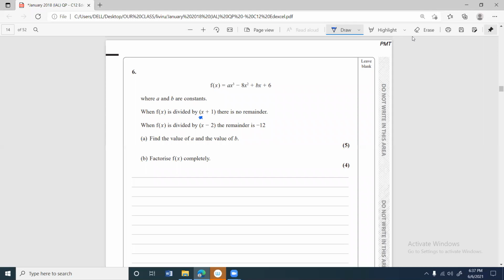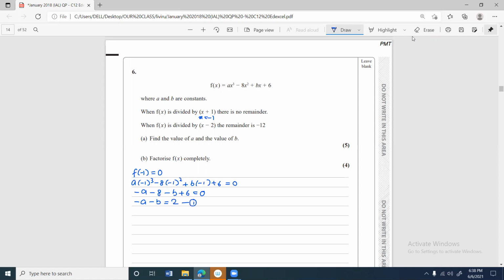That means if I make x plus 1 equals 0, x equals minus 1, then I'll substitute minus 1 into this. No remainder means the answer is 0. If you put minus 1 in, a times minus 1 cubed minus 8 times minus 1 squared plus b times minus 1 plus 6 equals 0. It turns out to be minus a minus 8 minus b plus 6 equals 0. So from here you get minus a minus b equals 2. I'll just keep this answer over here.